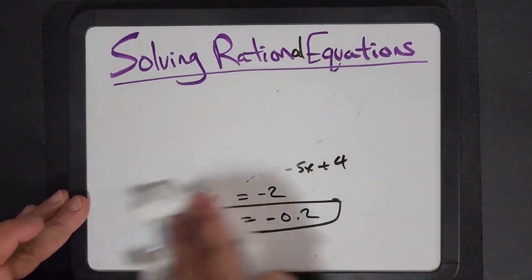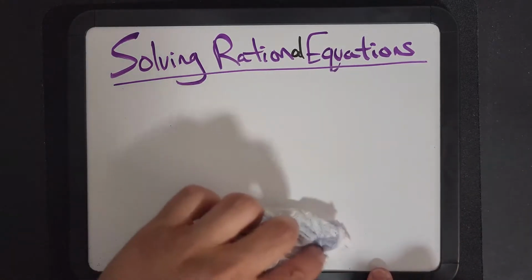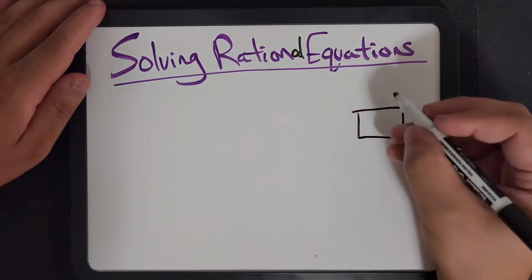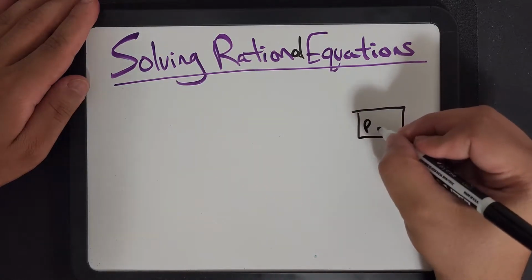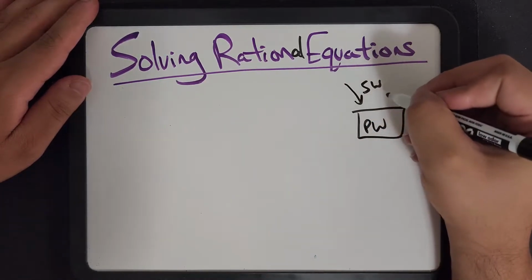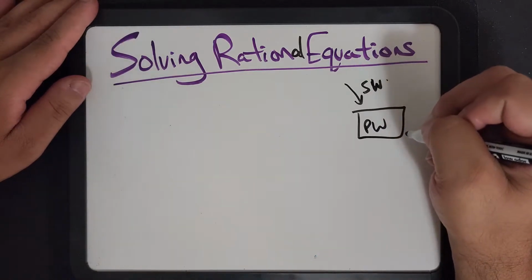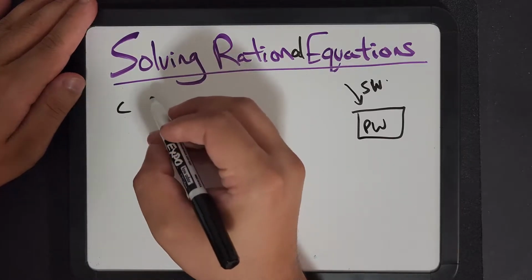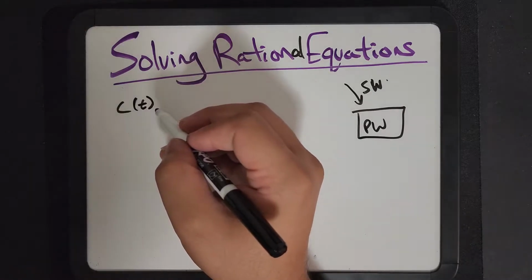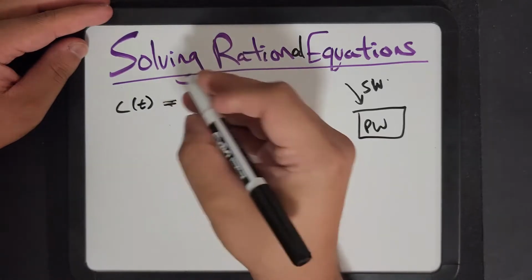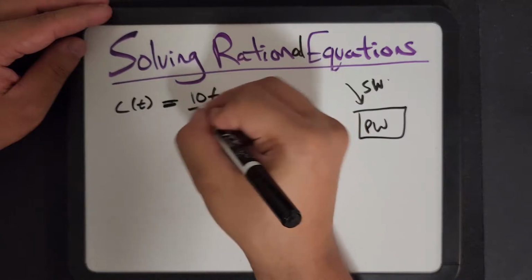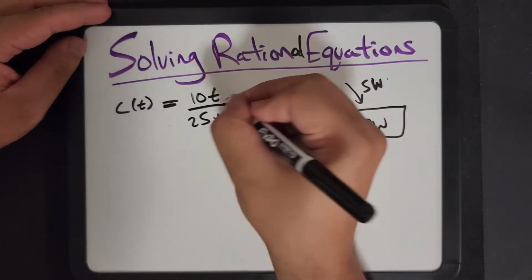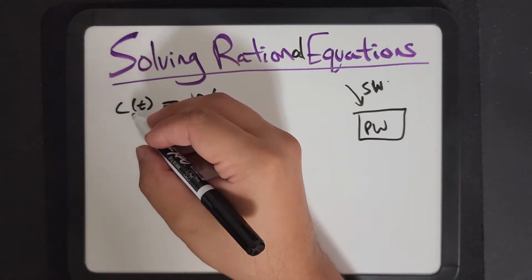Okay, let's try a word problem now. Let's say we have a tank which contains pure water, and we have salt water. Let's say that the concentration of salt in the tank is given by a function c of t, where t is minutes, how many minutes have gone by. The concentration is equal to 10t over 25 plus t, and c is in grams per liter.